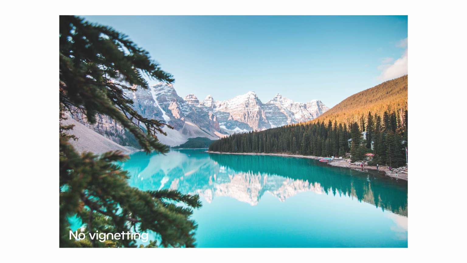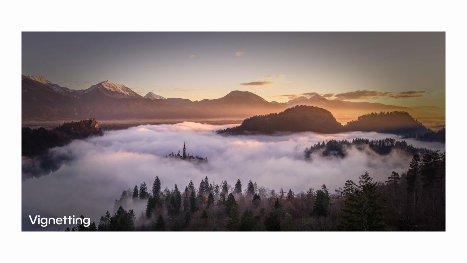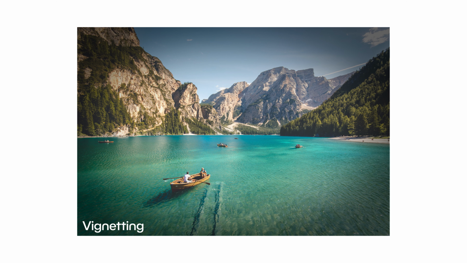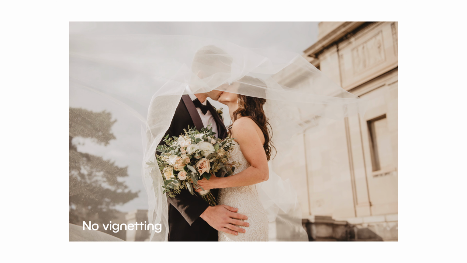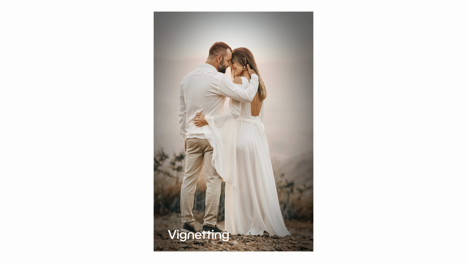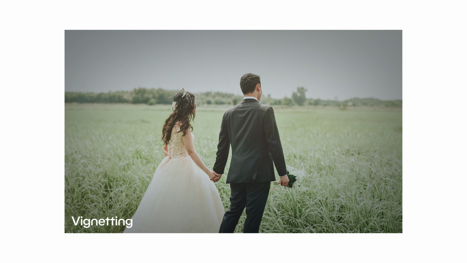Now, another example is panoramic landscapes. If you want to shoot the full width of the scene with detail from edge to edge, vignetting would just pull the viewer's eye back to the center. And vignetting doesn't fit bright or airy photos either, like weddings. There you want lightness and a sense of delicacy, and dark corners would just weigh the whole image down.